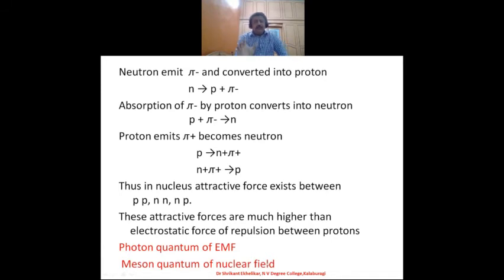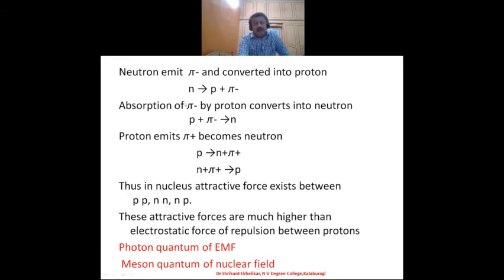As in the electromagnetic field, its particle is the photon, that bundle of energy. So the quantum of the electromagnetic field is the photon. Therefore, the meson is the quantum of the nuclear field. In the nuclear field, the basic element is the meson, because of the exchange of a meson.